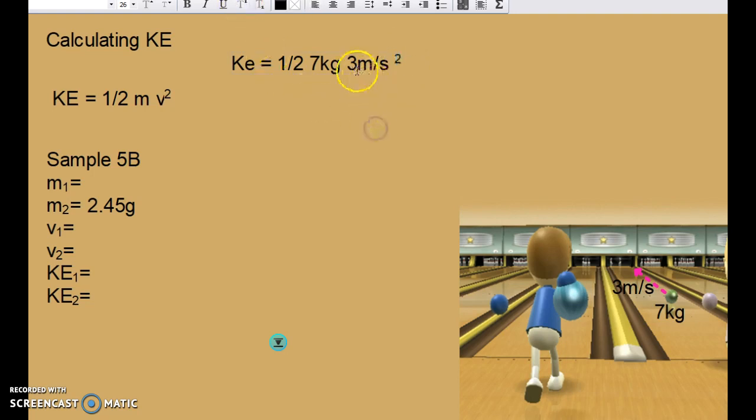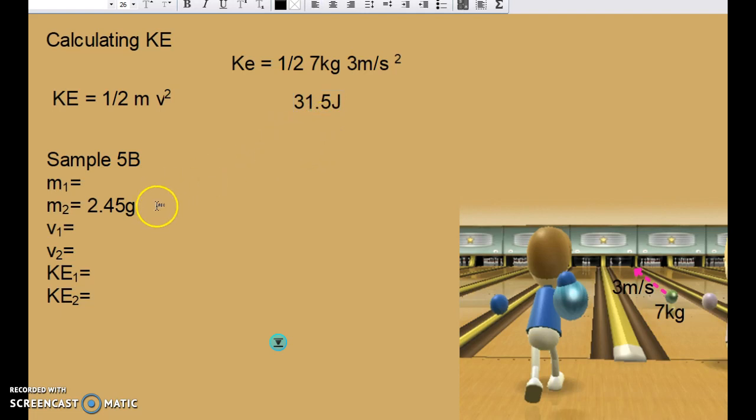So 3 squared is 9. 9 times 7 is 63. Half of that comes out to 31.5 joules. So joules is our unit for energy as well.